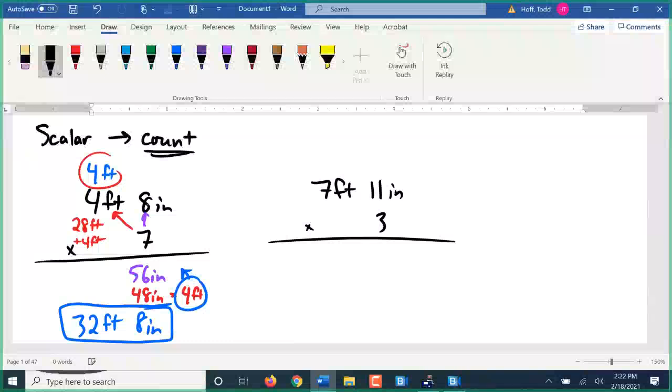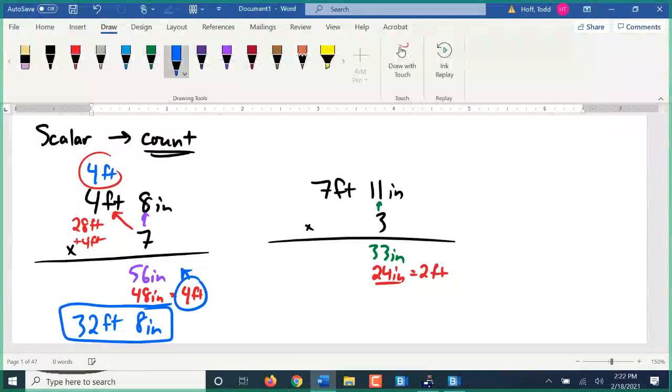Let's say I have pieces that are 7 feet 11 inches long, and I'm going to need 3 of them total. Same thing, I'll do 3 times 11 is 33 inches. Now let's count it up again. 1 foot would be 12 inches, bigger than that. 2 feet would be 24 inches, it's bigger than that. 3 feet would be 36 inches. Nope, that's too big. So we're going back down to that 2 feet, which was 24 inches.